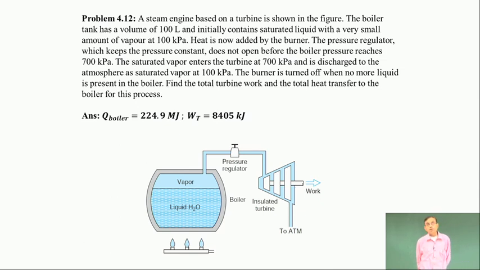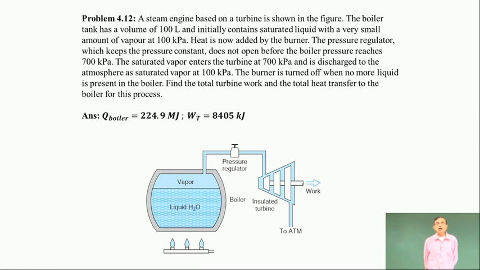The saturated vapor at 700 kilopascal enters the turbine and is discharged to the atmosphere as saturated vapor at 100 kilopascal. The burner is turned off when no more liquid is present in the boiler. Okay. Find the total turbine work and the total heat transfer to the boiler for this process. Okay.